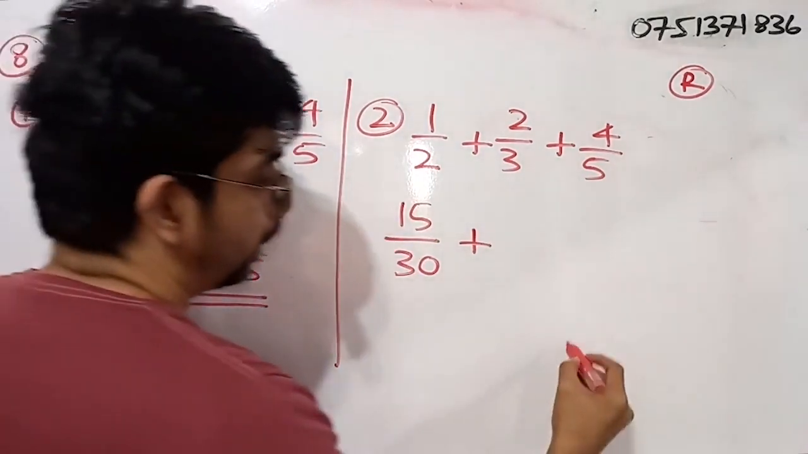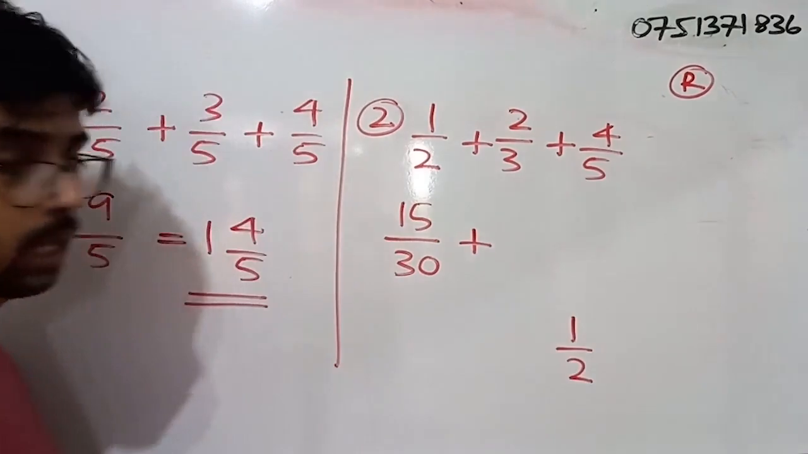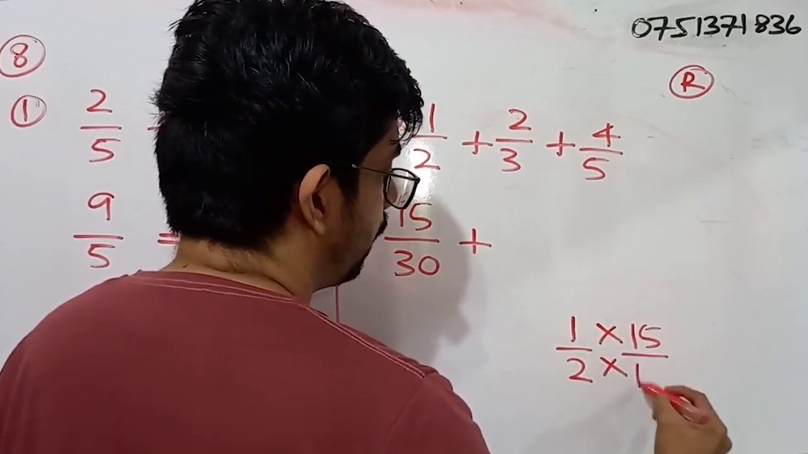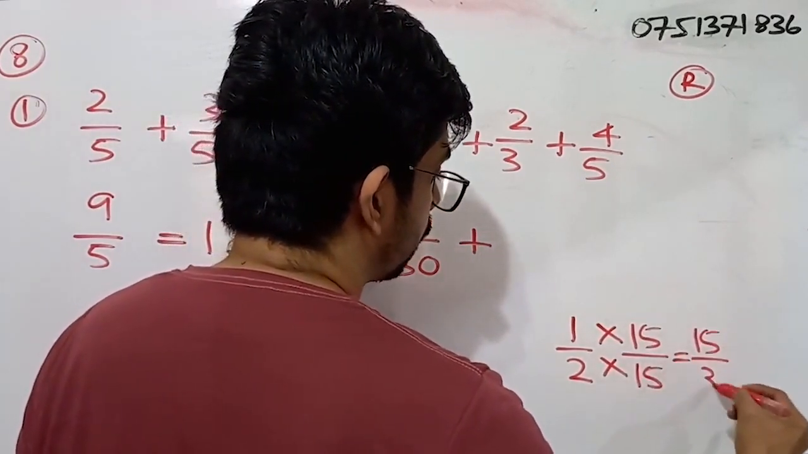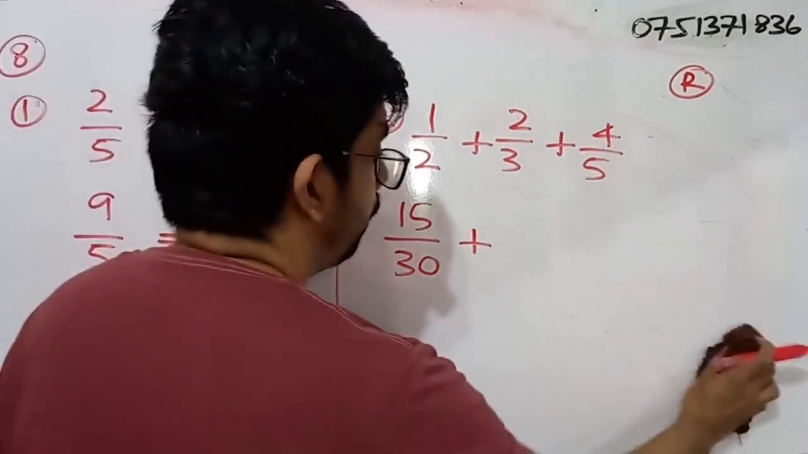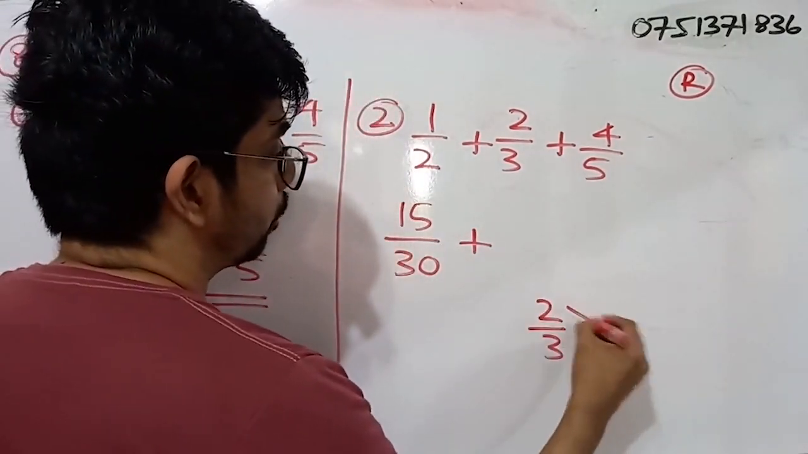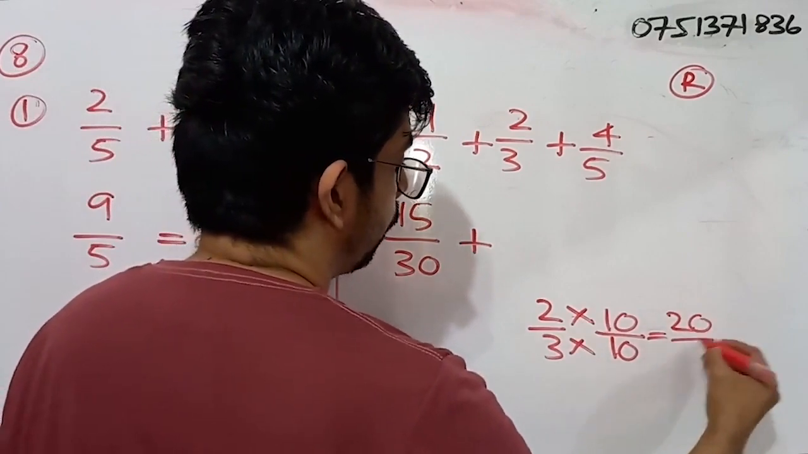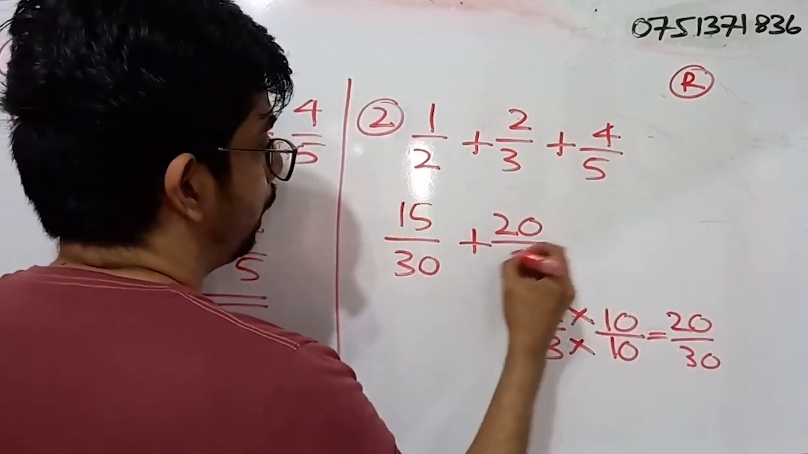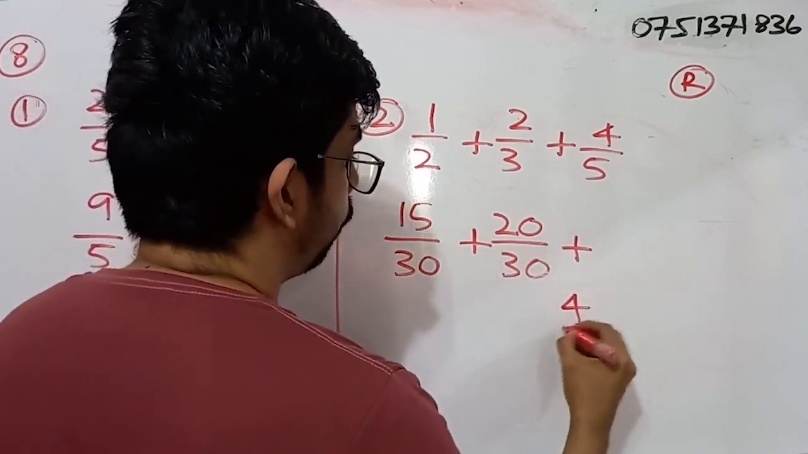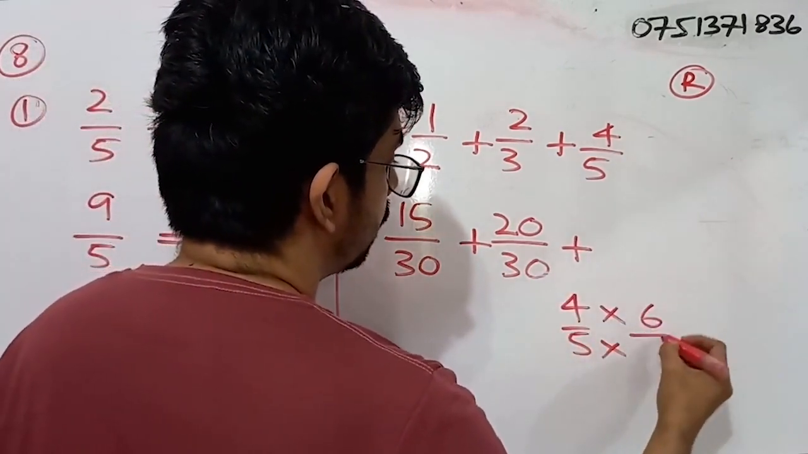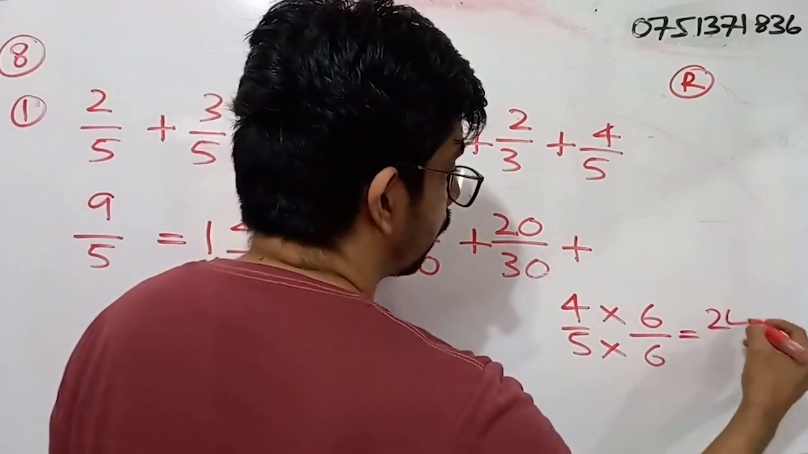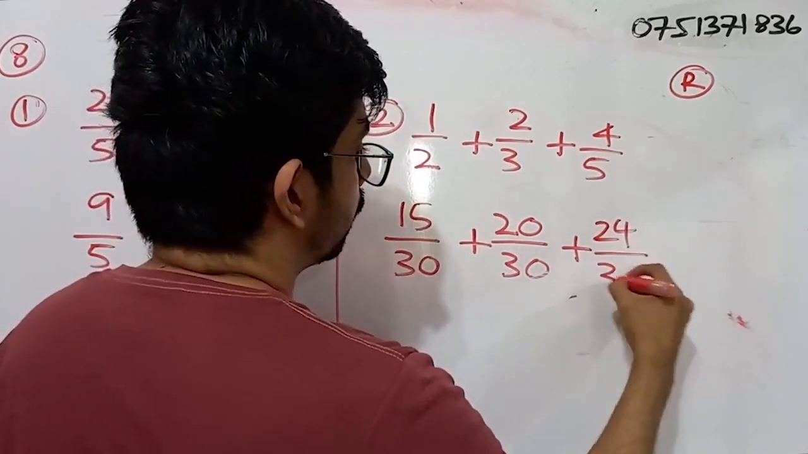So in that sense, take half. We have to convert the denominator into 30. So what do we have to do? We have to multiply the numerator by 15 and the denominator by 15. So this becomes 15 by 30. Then we have 2 by 3. So we have to multiply the denominator by 10 and the numerator by 10. So we get 20 by 30. Take 4 by 5. We have to multiply the numerator and the denominator by 6. We are trying to convert the denominator into 30, no? So we get 24 by 30.